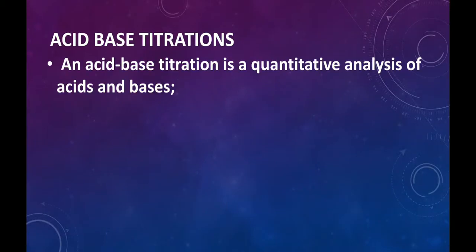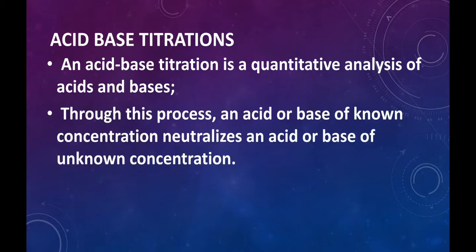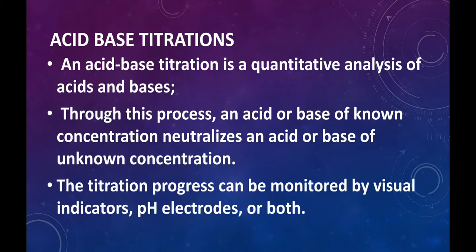An acid-base titration is a quantitative analysis of acids and bases. Through this process, an acid or base of known concentration neutralizes an acid or base of unknown concentration. The titration process can be monitored by visual indicators, pH electrodes, or both.